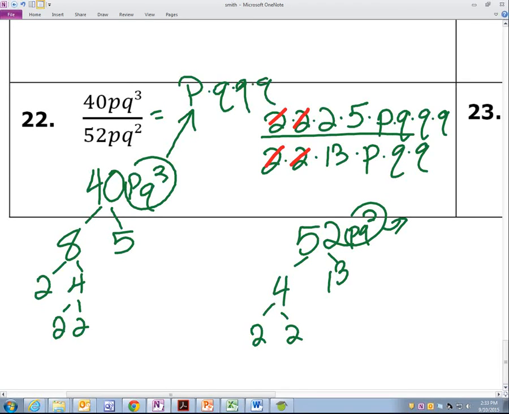Okay, what else do we have? What letter do we have? We have you minding your P's and Q's. That's right. Q, Q, Q. Ooh, yeah, that's right.